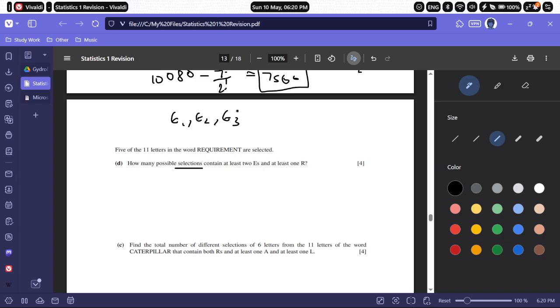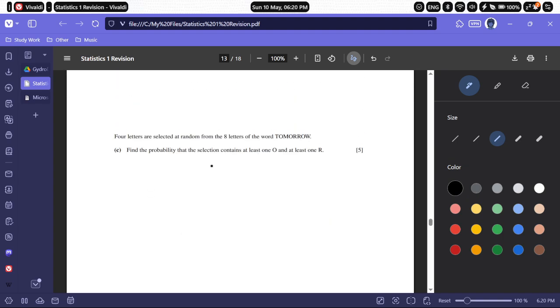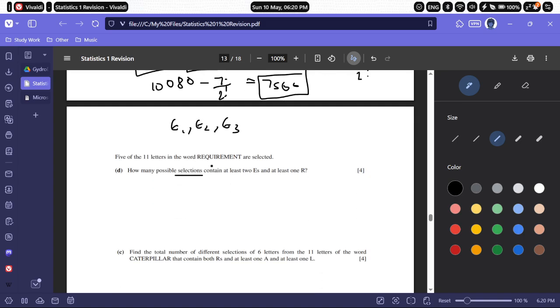I'll explain once I come to the probability question. So for this, you would consider the E's to be identical. How many possible selections contain at least two E's and at least one R? Just identify the number of E's and R's first. One, two, three, you have three E's, and then you have two R's. Contain at least two E's and at least one R. So at minimum there have to be two E's and one R.